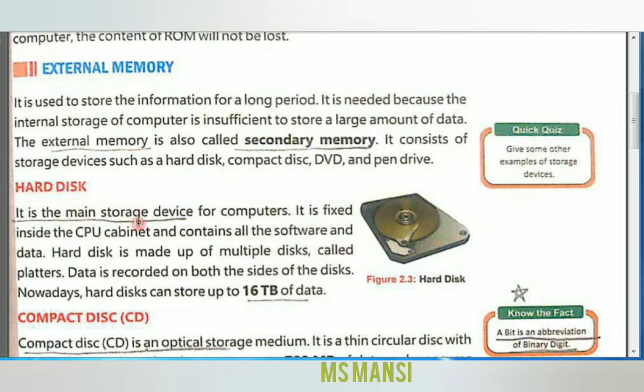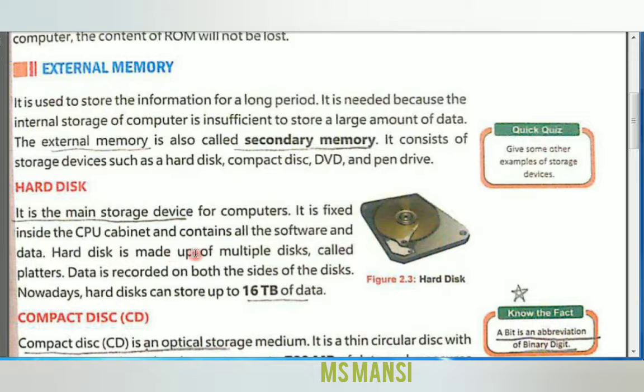It is the main storage device for computers. So what is the main storage device for computers? Hard disk. Where is it fixed? It is fixed inside the CPU cabinet, and it contains all the software and data. It contains all the software which you have downloaded, and all the data is stored in the hard disk.